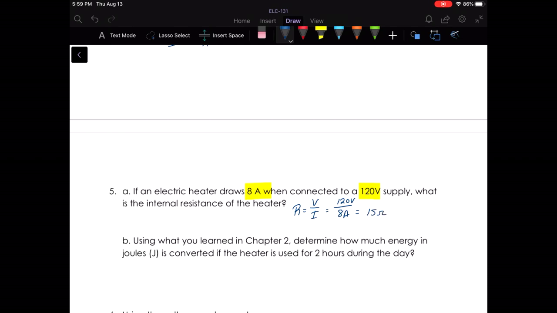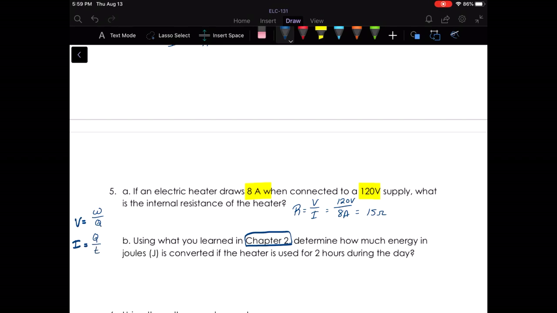Now, using what we learned in chapter 2, how much energy in joules is converted if the heater is used for 2 hours during the day? So what we're talking about with chapter 2 there is going back to our voltage equation and our current equation, both using charge, okay?